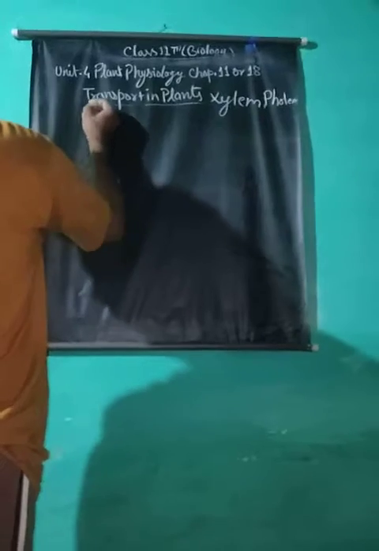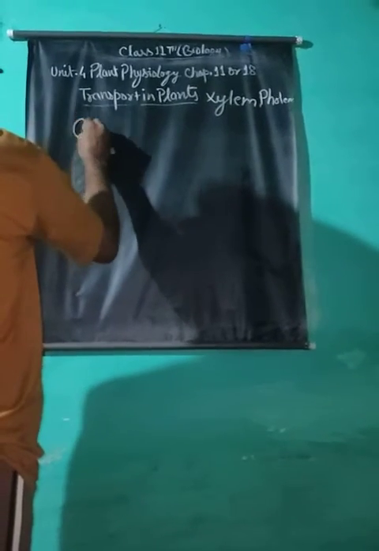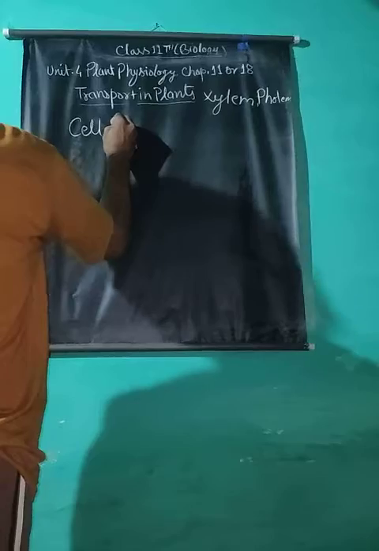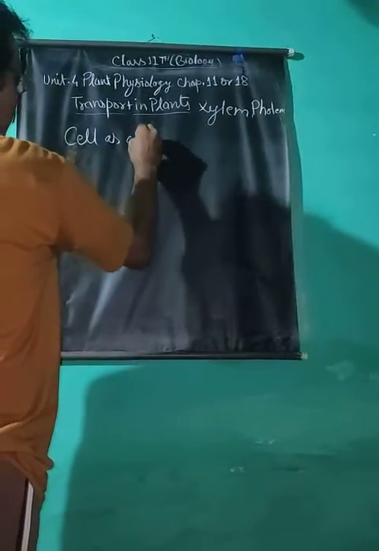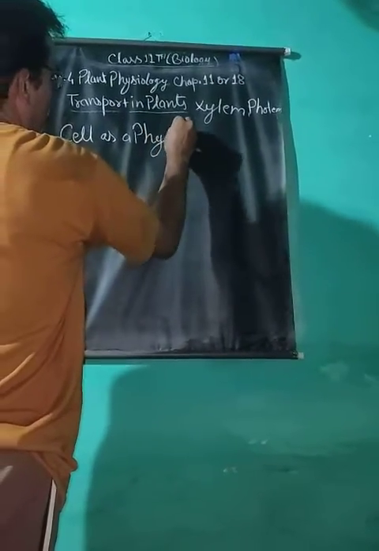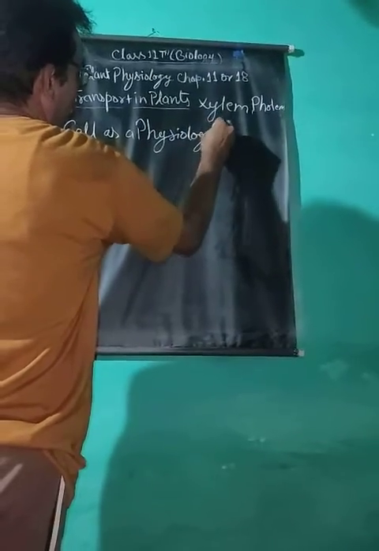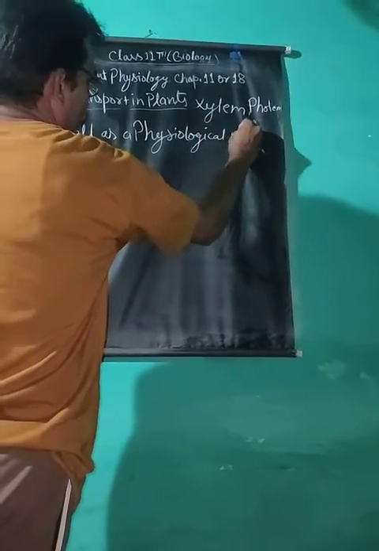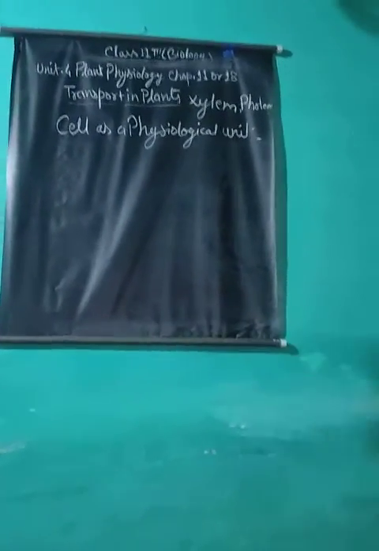Cell as a physiological unit or physiological system. The body of an organism, plants or animals, is made up of millions of cells and tissues. Living cells contain protoplasm, which itself contains organic and inorganic components.